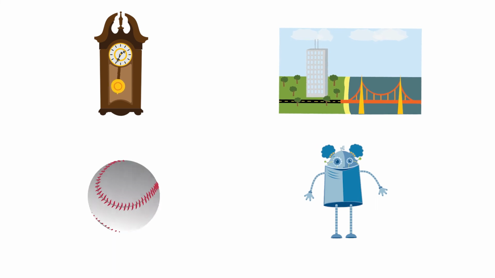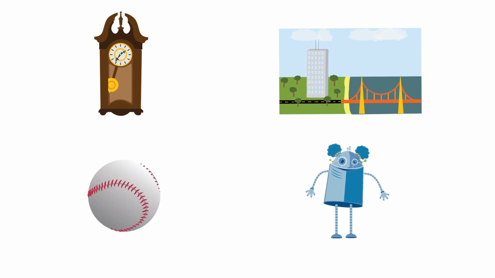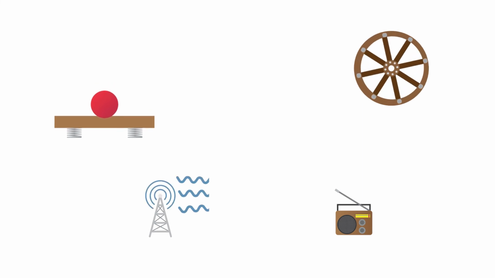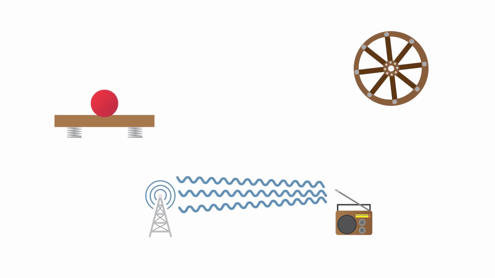It turns out that understanding a pendulum's motion is really useful. Many other objects move back and forth regularly like pendulums, such as an object moving up and down a spring or a wheel spinning around. Even radio waves go back and forth.